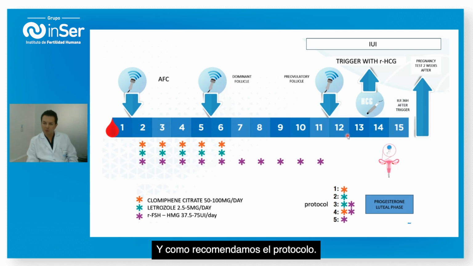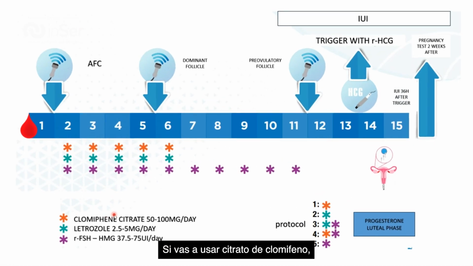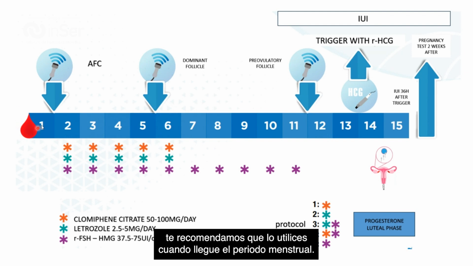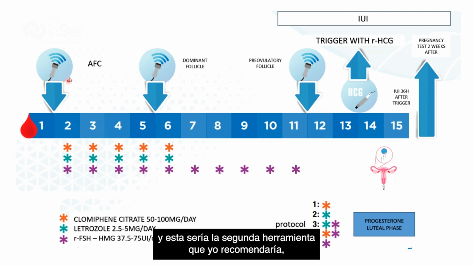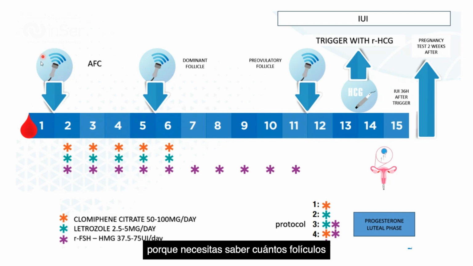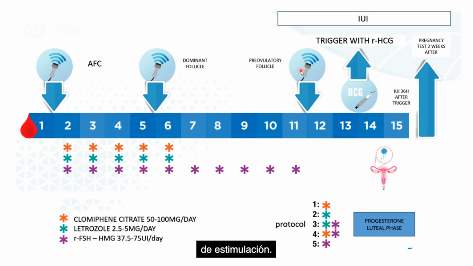And how do we recommend the protocol? If you're going to use clomiphene citrate, we recommend that you use it when the menstrual period comes. You do the first ultrasound. And this would be the second tool that I would recommend, because you need to know how many follicles you're going to stimulate at the beginning and also during the process of stimulation.